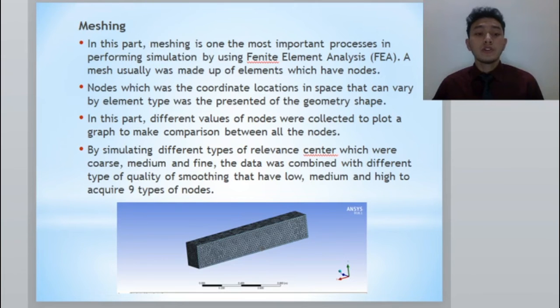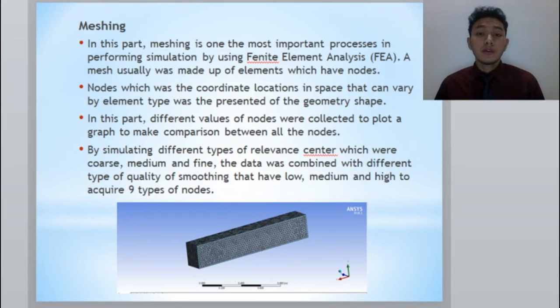Next, we will talk about the meshing. In this part, meshing is one of the most important processes when performing simulation using FEA, finite element analysis. A mesh is usually made up of elements which have nodes. Nodes, which are coordinate locations in space that can vary by element type, are present on the geometry shape. Different values of nodes were collected to plot a graph to compare all the nodes.